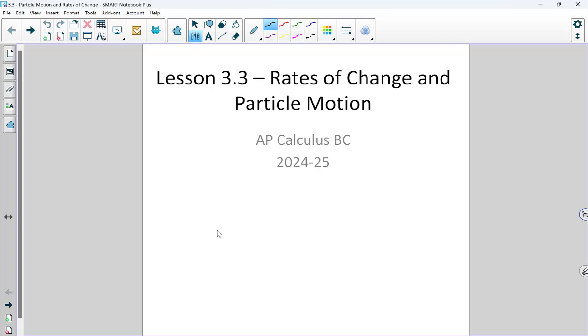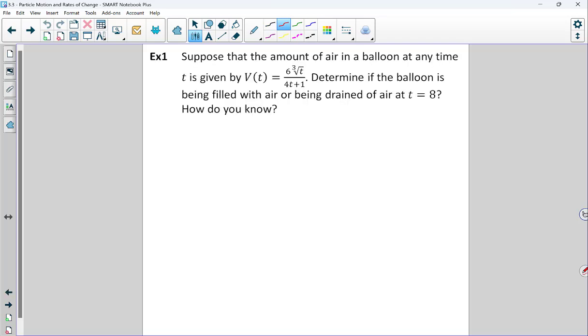Lesson 3.3, Rates of Change and Particle Motion. Suppose that the amount of air in a balloon at any time t is given by V of t equals 6 cube root of t over 4t plus 1. Determine if the balloon is being filled with air or being drained of air at t equals 8.